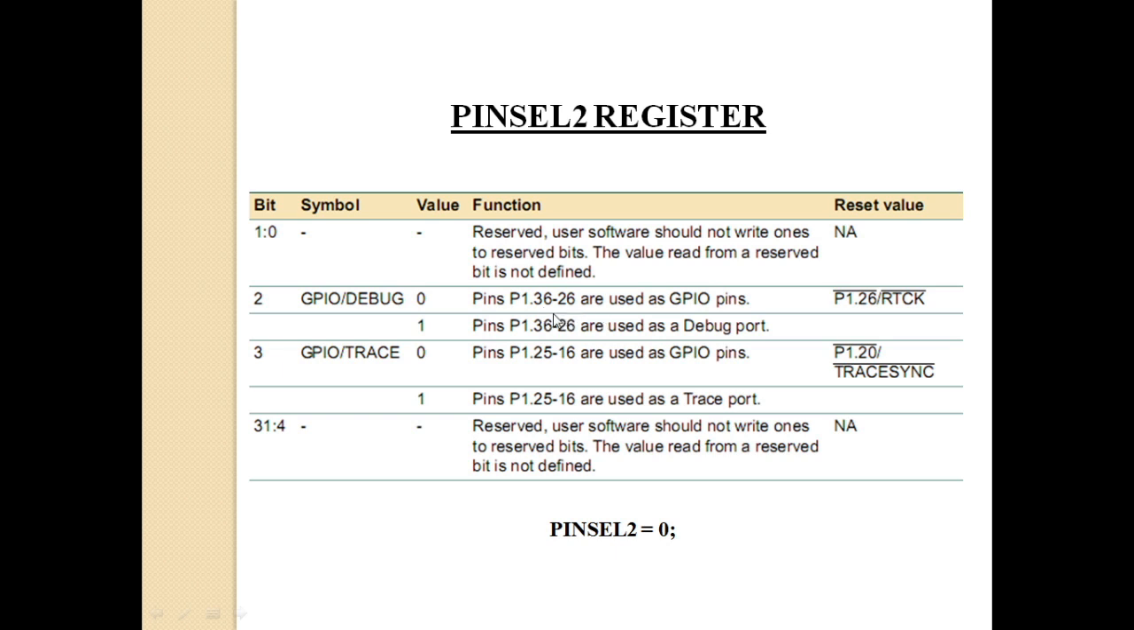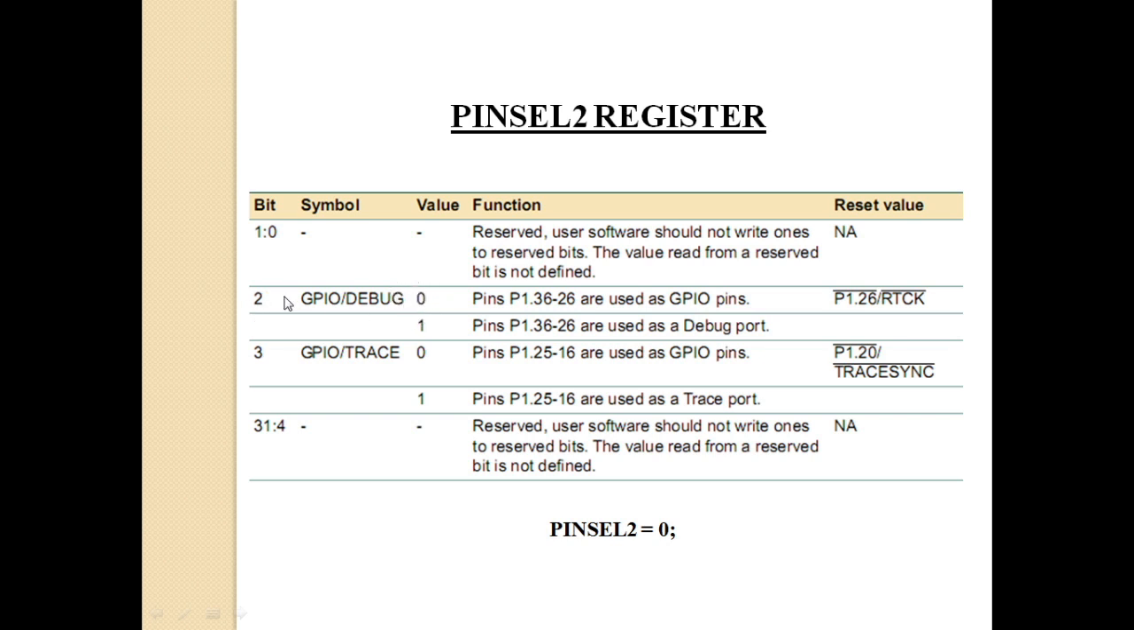This is applicable for the other versions of the LPC21 series. In your 2148 you have pins only up to P1.31, you need to keep in mind. P1.36 will be available in another 214x series. So in our case you can consider it as P1.26 to 31. If you want to configure these pins as GPIO, you need to write this bit value as 0.